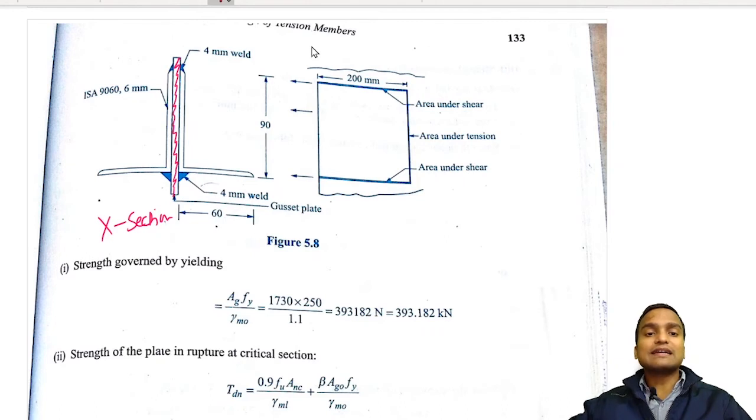Now both the angles are welded with a 4 mm weld size, and you can see these dark triangles. The 90 mm leg length is connected, so the outstanding leg length is 60 mm here, and the total effective length of the weld is 200 mm.